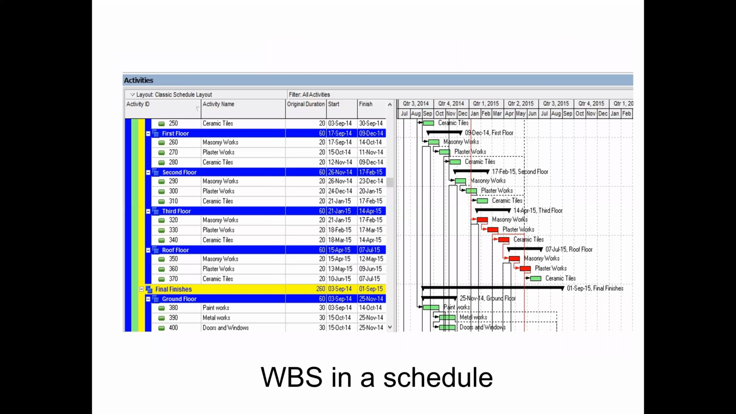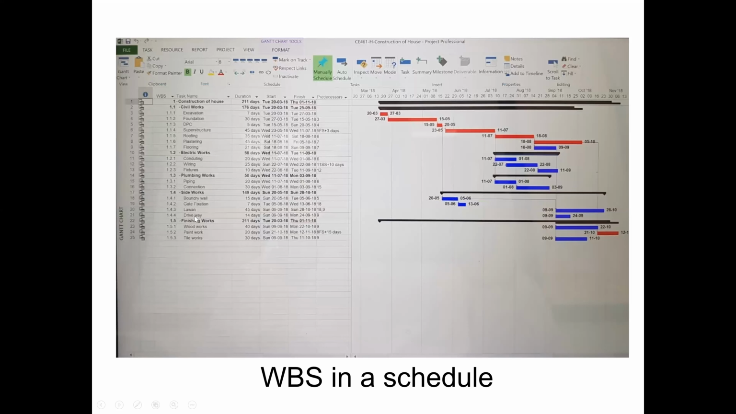There's another example like this. This is the output from Primavera. We have WBS: first floor, second floor, third floor work, and roof floor. And then we have final finishes for the ground floor, first floor, second floor, third floor. This indicates the WBS, the way we have created it. The red line, as in the previous one, shows the critical path. We call it a Gantt chart or bar chart.